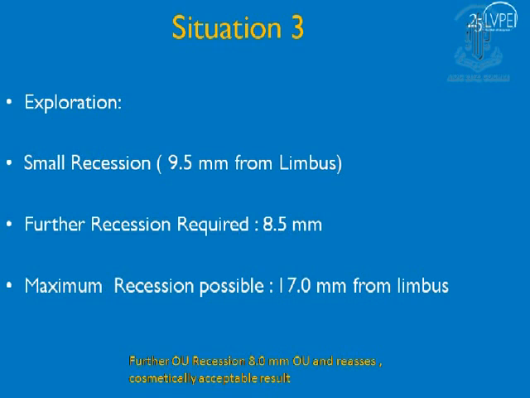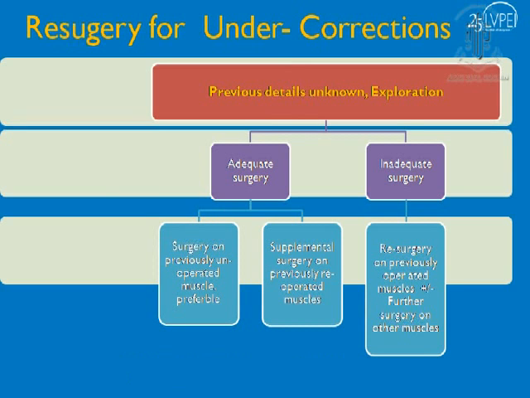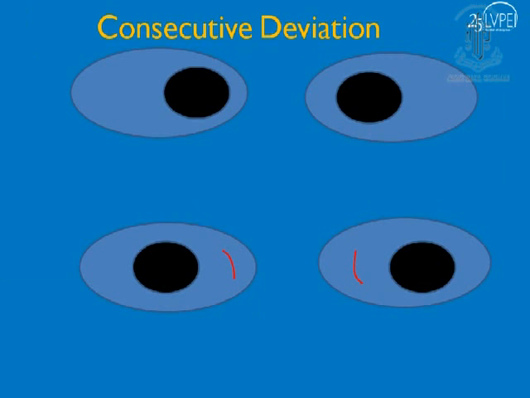In such a scenario, we can reoperate on this previously recessed muscle, and we can see the results in such cases. So to summarize, for undercorrections, if the previous details are unknown, we should do an exploration and see if adequate surgery has been done in the patient or not. If we find that adequate surgery has been done, it's better to operate on the previously unoperated muscles. But if inadequate surgery was done previously, it may be possible to operate on the previously recessed muscles and get better outcomes. Coming to the scenario of consecutive deviations.